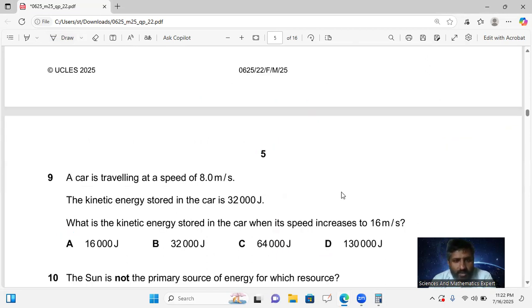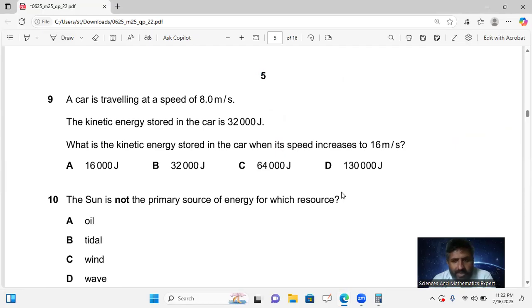All right, let's move to question number 9. A car is traveling at a speed of 8 meter per second. Kinetic energy stored in the car is 32,000 joules. What is the kinetic energy stored in the car when its speed is 16 meter per second?